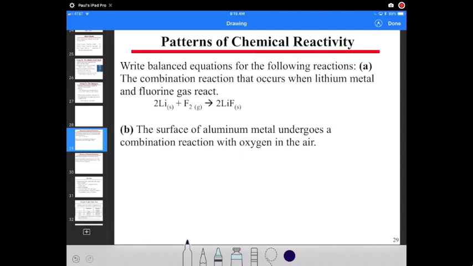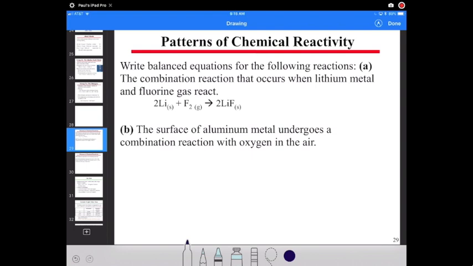example. And here is a reaction that I'm going to give to you. And I don't exactly tell you everything. It's not as easy in terms of seeing it on a piece of paper written out as an equation, but the surface of aluminum metal undergoes a combination reaction with oxygen in the air. Okay? And so, I tell you it's a combination. I tell you the 2 things.